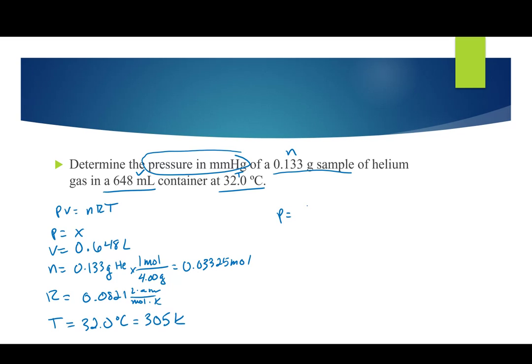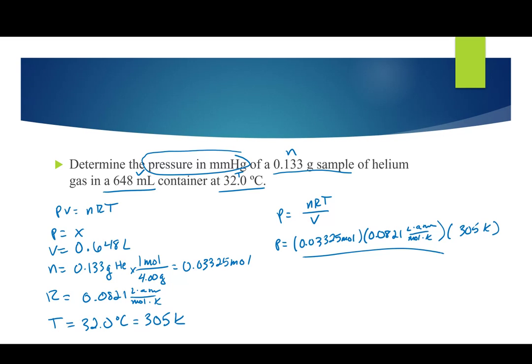Rearranging my formula to solve for P, I get nRT over V. So 0.03325 mole times my ideal gas constant, 0.0821 liters atmospheres over mole Kelvin, times my temperature, 305 Kelvin, over my volume of 0.648 liters. So my pressure is 1.28487. Again, looking at units and how units are canceling here, I'm left with a unit of atmospheres.